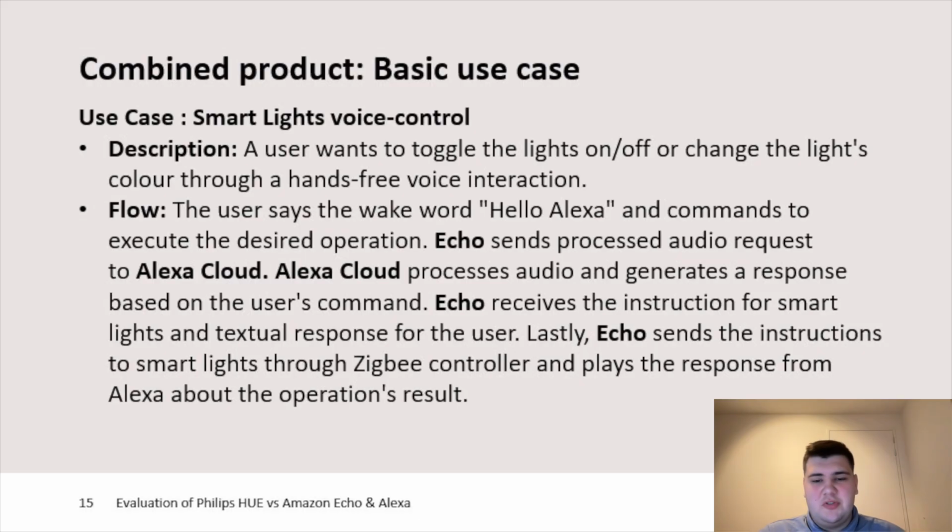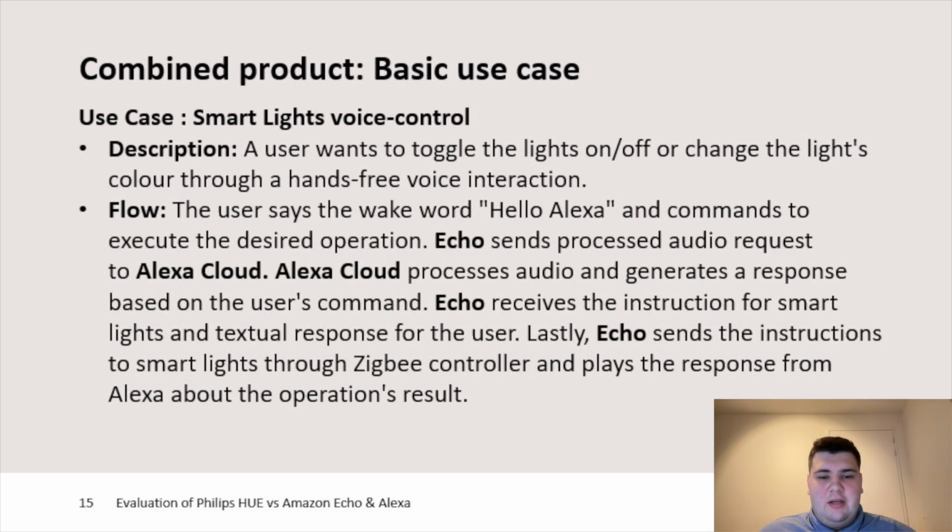So suppose the user wants to switch the lights on or off. Then the user just says it to his Echo at home. Echo sends the processed audio to Alexa. Alexa generates the correct commands, sends them to Echo, and Echo sends them to the lights to execute the command.